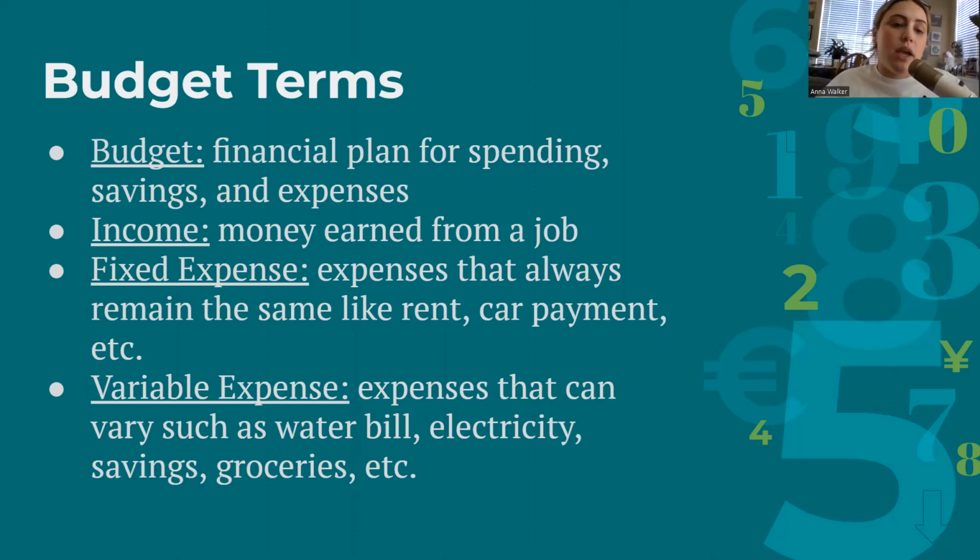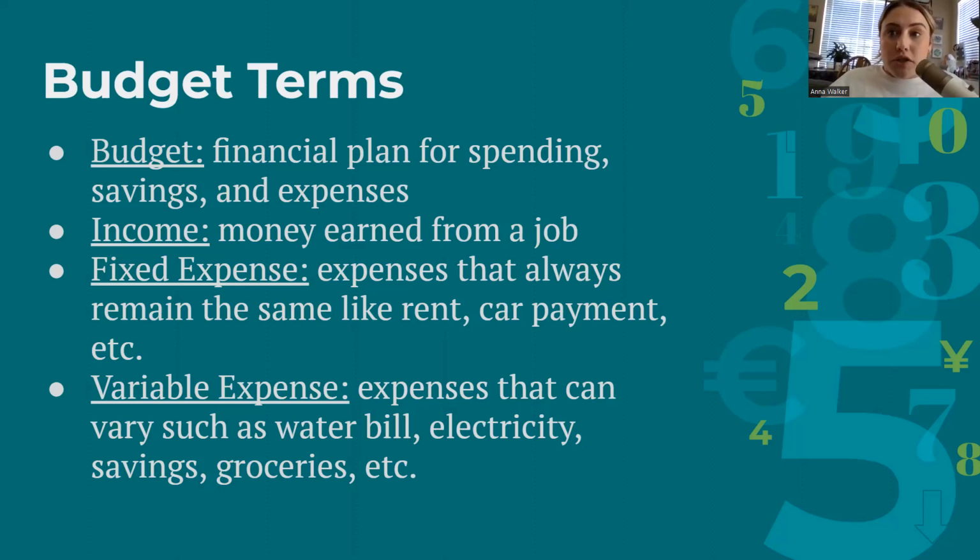If you have a car payment, a lot of times that stays the same every single month. So a fixed expense is an expense that's pretty much going to stay the same from month to month, week to week, whatever the timeline is. A variable expense is something that could change over time. One really popular variable expense is electricity.